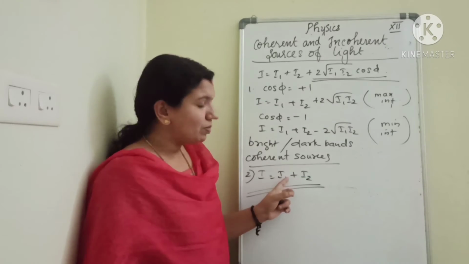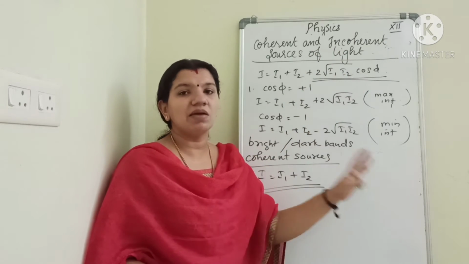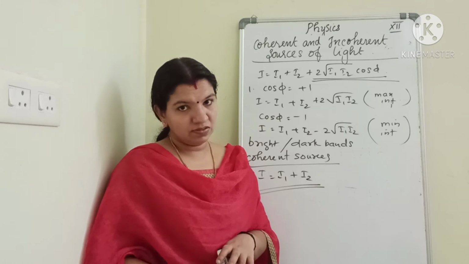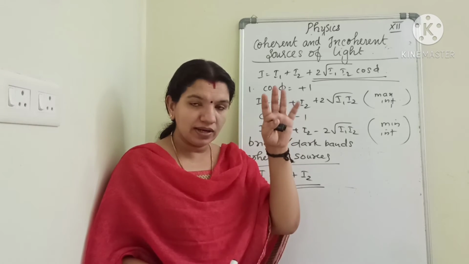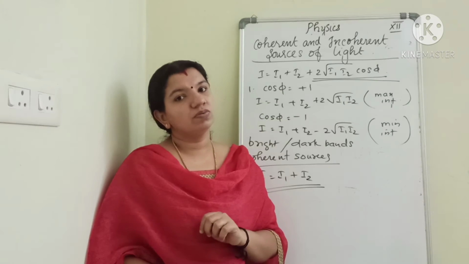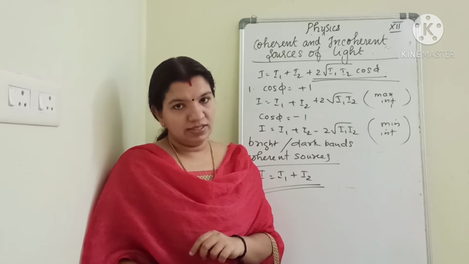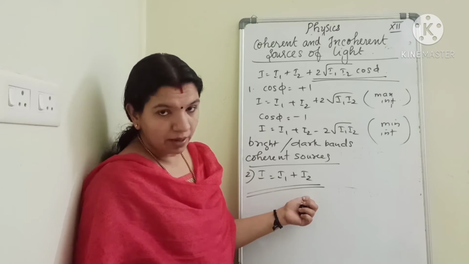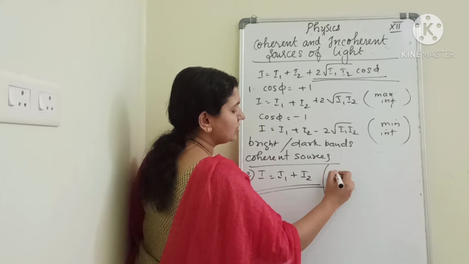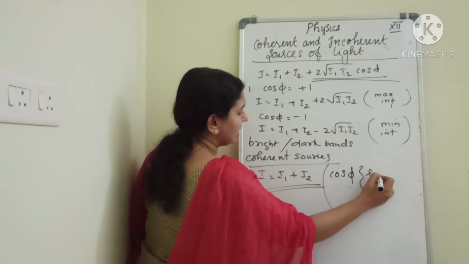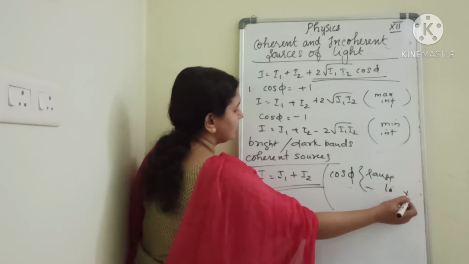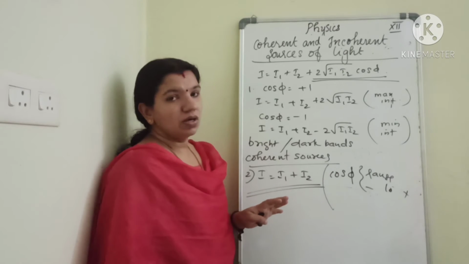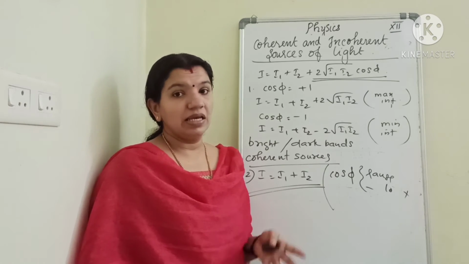I1 plus I2 means everywhere on the screen you will get the same intensity. You are not getting bright as well as dark bands. Interference will not happen. That is why you get the same intensity everywhere on the screen. So I equal to I1 plus I2 will come when cos phi has a range of values, from negative to positive or from positive to negative. Understand? So these are the two cases that show the need for coherent sources.